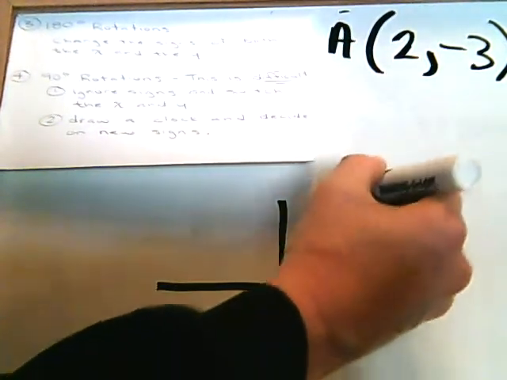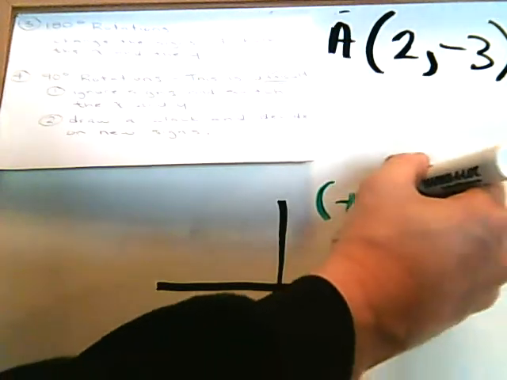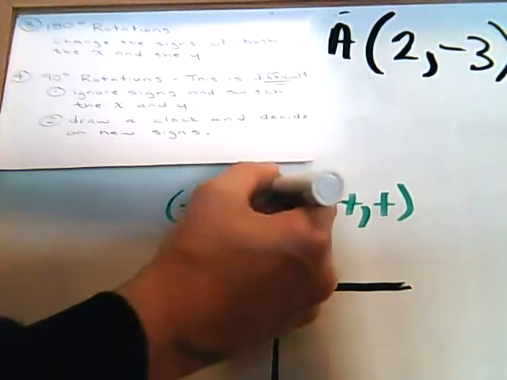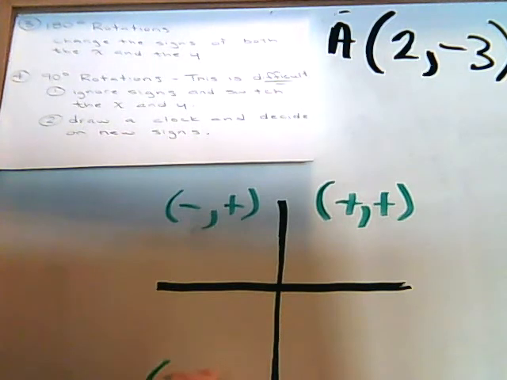So everything over here is positive, positive. Everything over here is negative, positive. Everything down here is negative, negative. Everything over here is positive, negative.